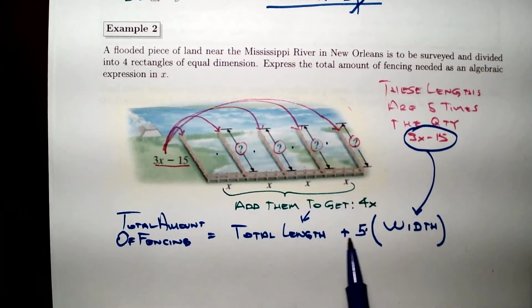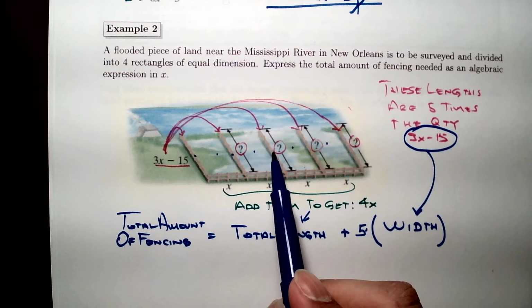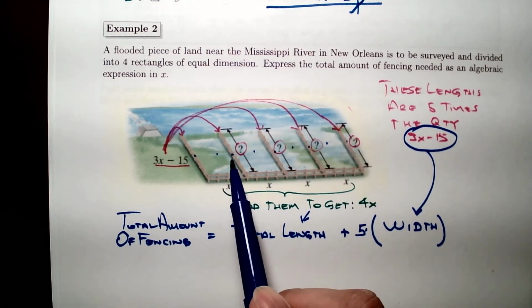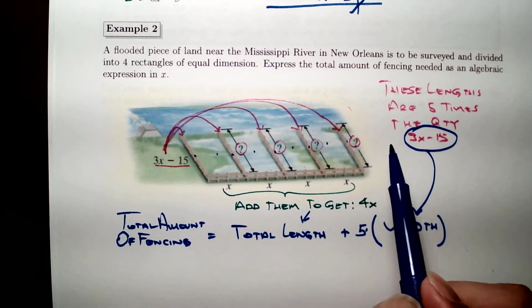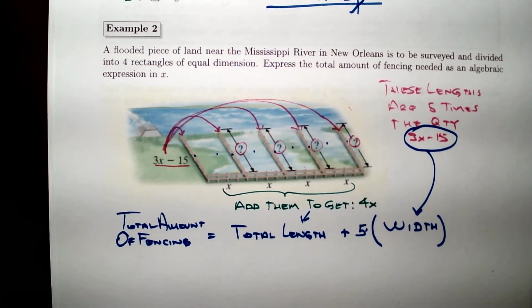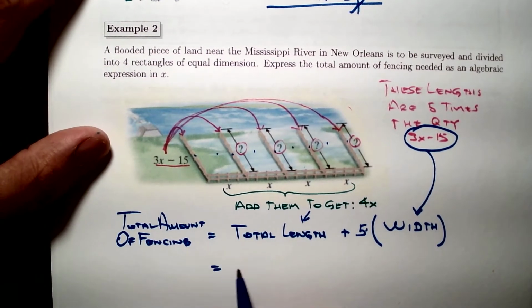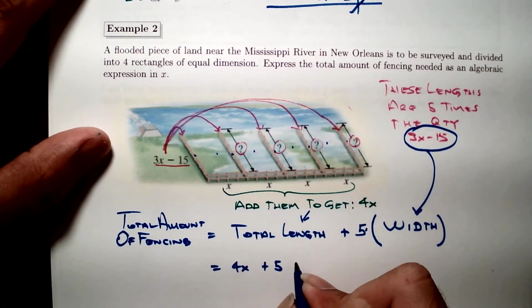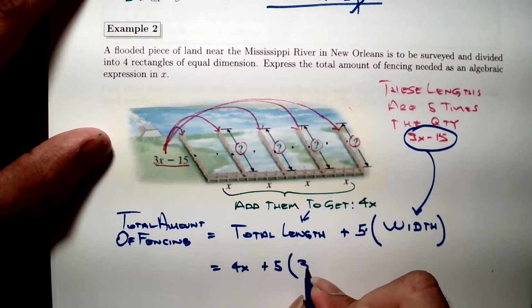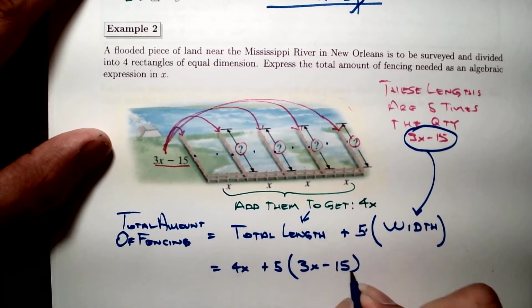Why 5 times? Because we have again 1, 2, 3, 4, 5. Yes, we have 4 rectangles, but we have a total of 5 fencings in this case. So this will be the total length, which is 4x plus 5 times the quantity 3x minus 15.